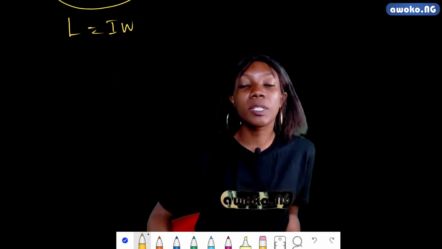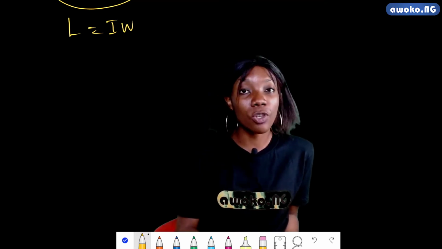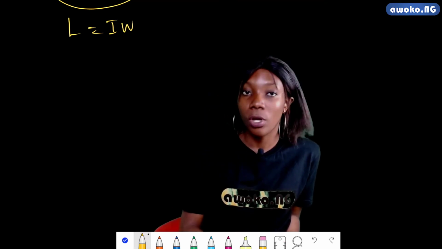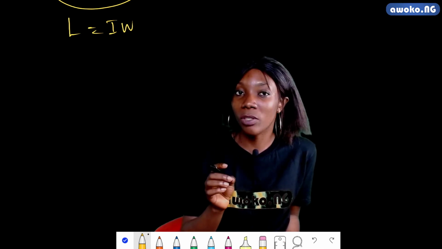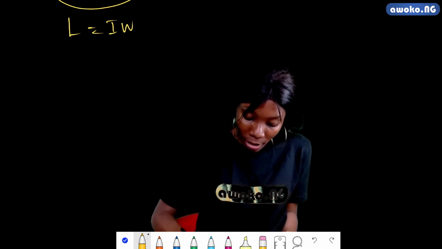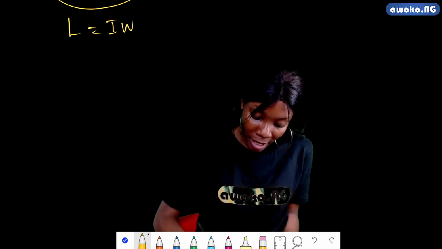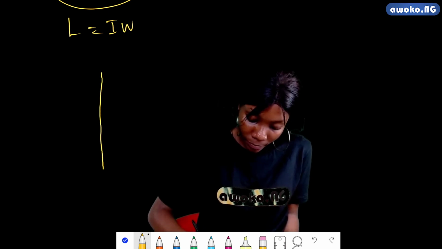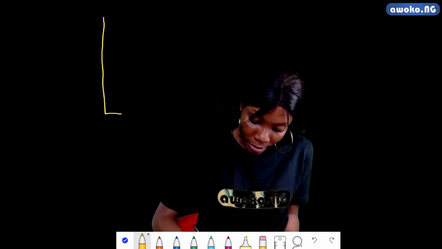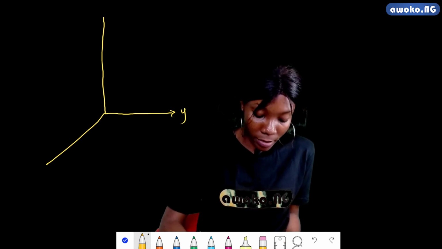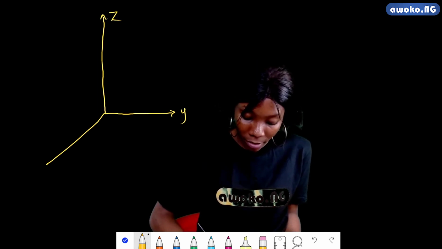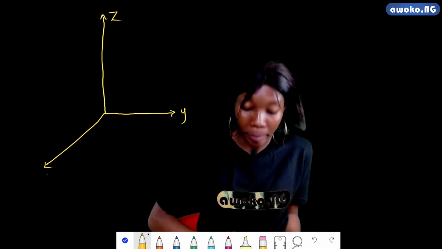In three-dimensional space, the position vector r locates a particle in the xy plane with linear momentum. What do I mean by this? Let's have our three-dimensional space. This is the y axis, we have the z, and we have the x axis.